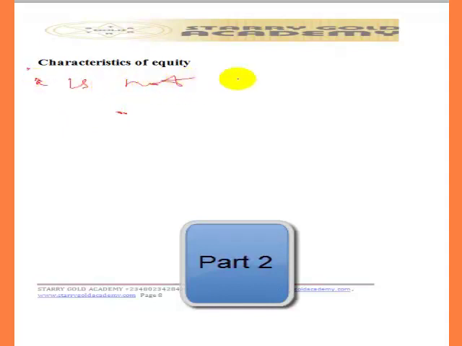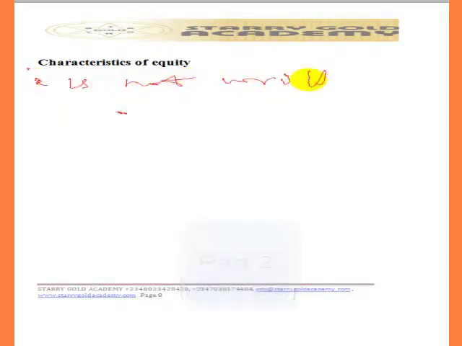It is not written. That means that it's not made by the parliament, so it's not a written law, and it's also case law. That means that equity is empowered, is strengthened by the decision of the court.